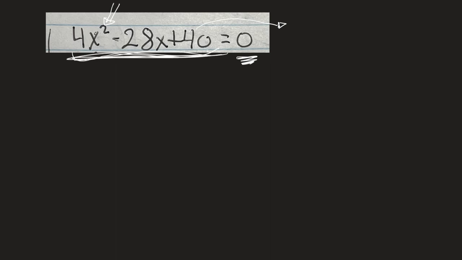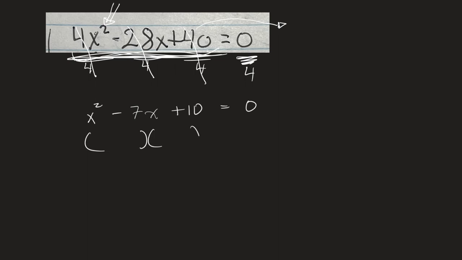Now this one's a little bit trickier to see, but what you want to do is see if you can do a common factor. That's always what you look at first, and then try and factor. So when I look at this, I think that each of these terms I can divide by 4. And when you're dividing an equation, you have to divide them all by 4. So 4x squared divided by 4 is just x squared. This will be negative 7x. This will be plus 10. And 0 divided by 4 is 0.